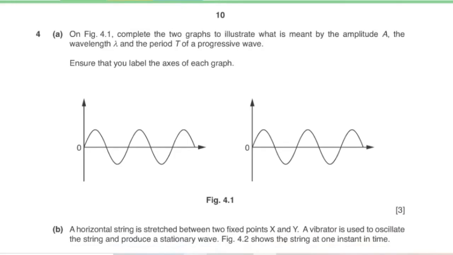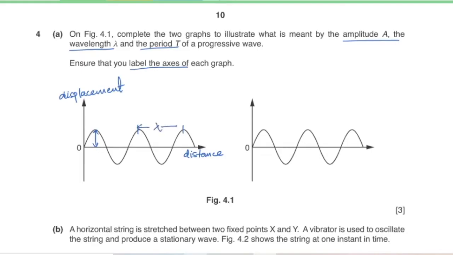Question number 4, part A on figure 4.1. Complete the two graphs to illustrate what is meant by the amplitude A, the wavelength lambda, and the period T of a progressive wave. Ensure that you label the axis of each graph, so you have to label the axis too. So I'll start by labeling amplitude and wavelength. Amplitude is always taken on the y-axis, where we have got displacement, let's say, and wavelengths are taken on the x-axis with distance on the x-axis. So amplitude is the maximum displacement, whereas the wavelength is the distance between two successive crests.